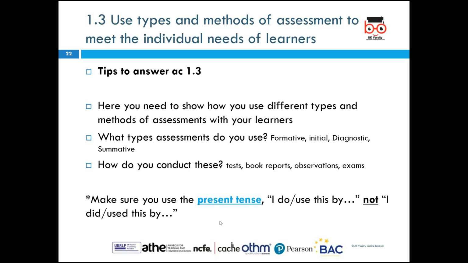So are you okay with the types and methods of assessment that we've just gone over? No, that's fine. Yeah. Brilliant.